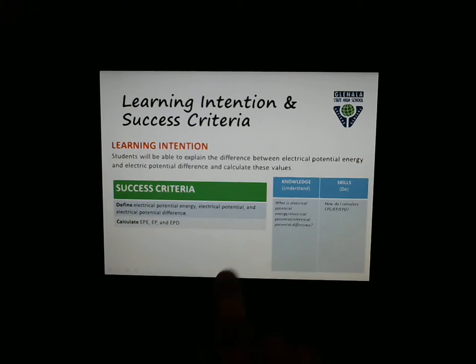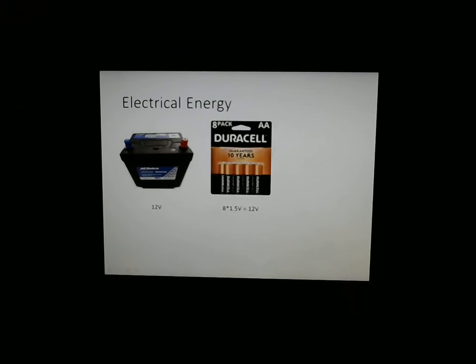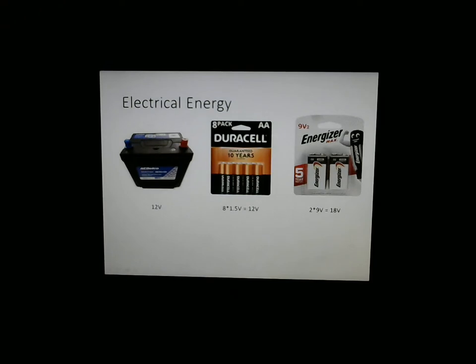So let's talk about electrical energy. Now, we covered this a little bit back in grade 8. This is a car battery. It's 12 volts. This is an 8-pack of 1.5 volt AA batteries. So if you put them all in series, head to toe, that would also be equal to 12 volts. Batteries in series, just add the voltages together. Here are two 9 volt rectangular batteries that if you put them together you would get 18 volts.